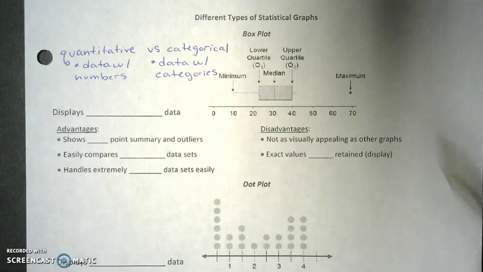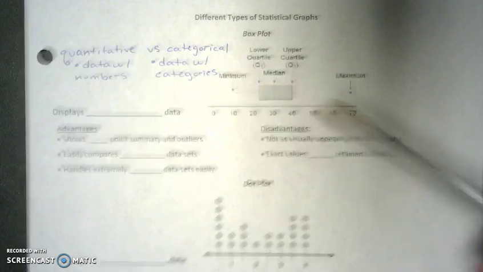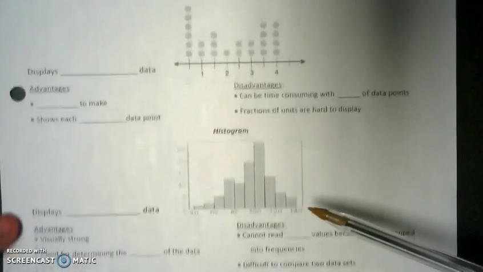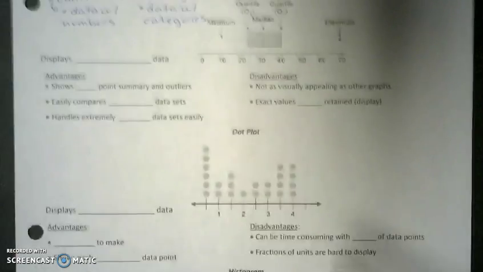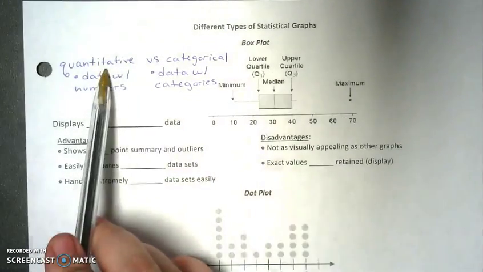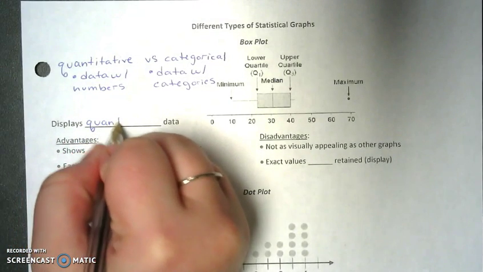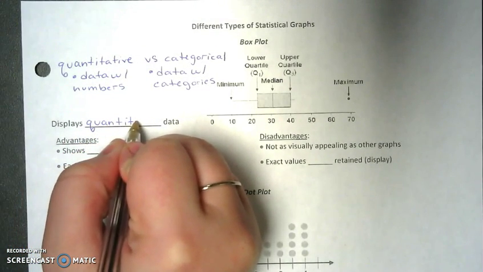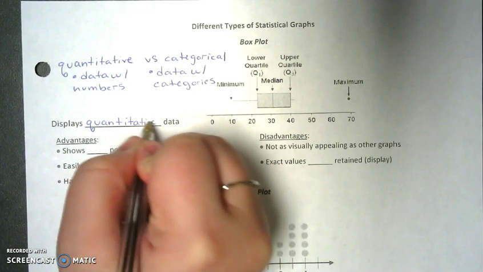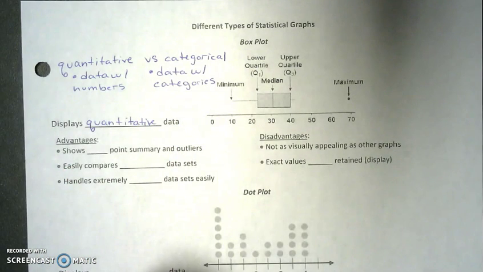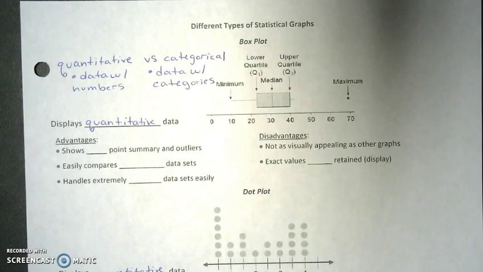Okay, as a spoiler though, if you notice, all of the things that we've been dealing with have been on number lines, so all of these are actually going to be the other one, which is called quantitative. So all these display quantitative data. So I'm just writing quantitative in every single blank.